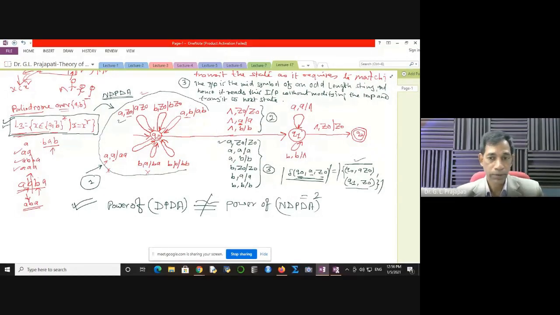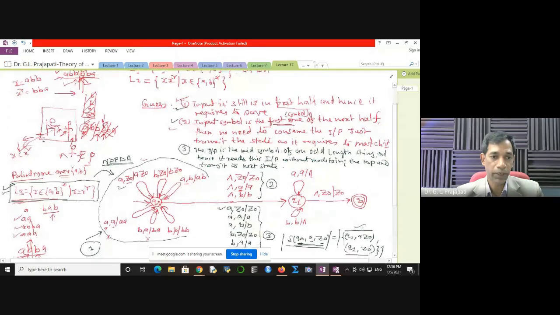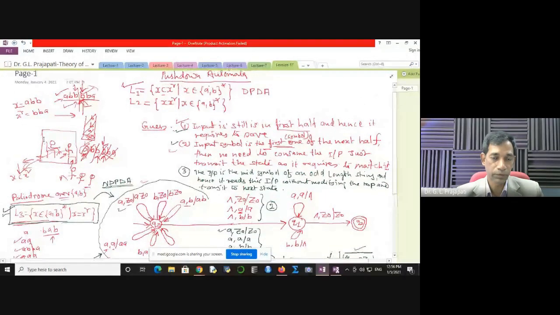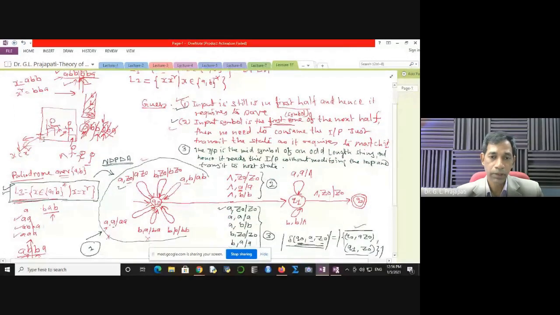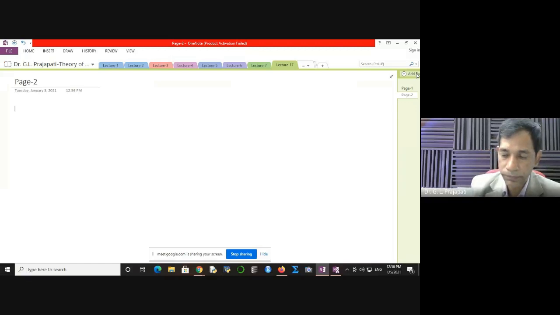Okay, so in these two examples, we have seen that for the examples L2 and L3, although these are also context-free languages, we have the NDPDA instead of the DPDA, and also there is no particular algorithm that you can use. You can see one more example.